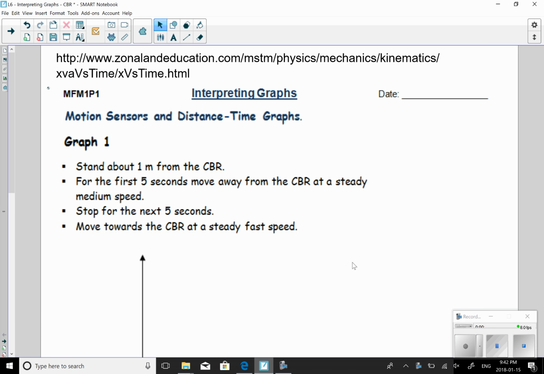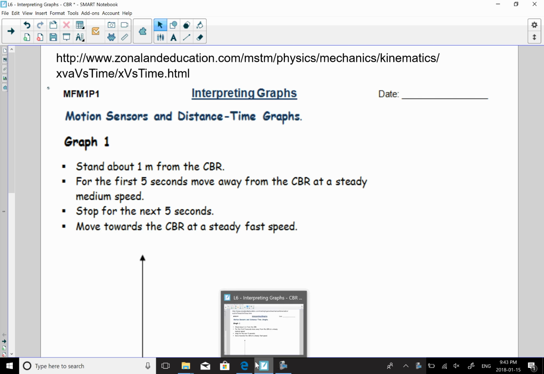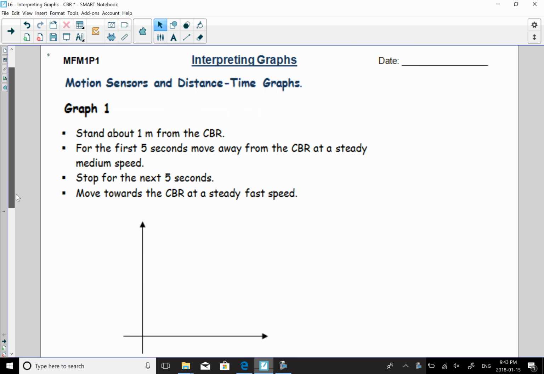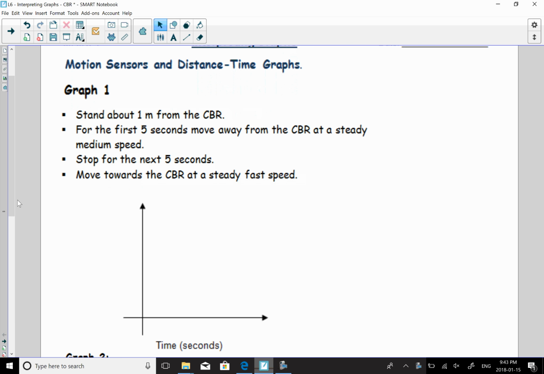In this video, we're going to look at motion and distance time graphs. We're going to go through some examples. The first example, we're going to stand about 1 meter from a CBR.